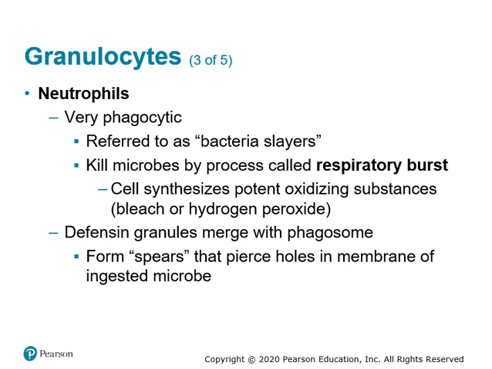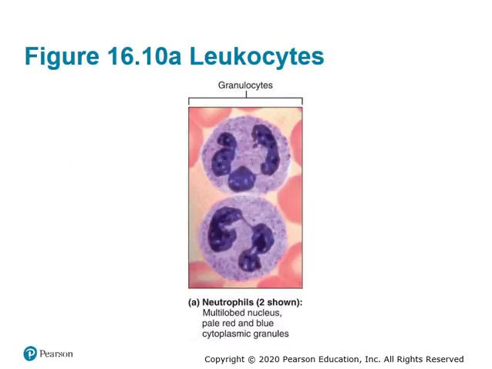Now, the defensin granules merge often with a phagosome and form spears, and that's going to be the mechanism that this respiratory burst takes on to pierce holes in the membrane of an ingested microbe, like a bacterium. Let's take another look at the cell. Here you see 2 neutrophils, one on top of the other. They're both multi-lobed. They have anywhere from 3 to 6 lobed nuclei, and those lobes are connected by nuclear extensions, but it's still one nucleus, it's just multi-lobed. You can see the kind of light purple to lilac granules, and those are where we find the antimicrobial proteins and what it uses to produce that respiratory burst.